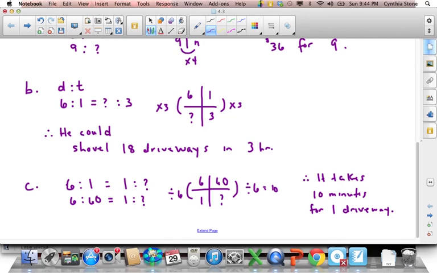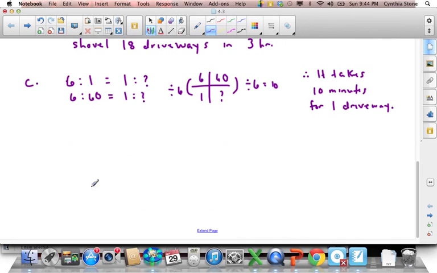Okay. And then part D is how much is he paid per driveway. So we're back to looking at rate of pay, and we're going to look at the number of driveways to earnings, right? And we know for 6 driveways, he earns $24. And we want to know how much he earns for 1 driveway.